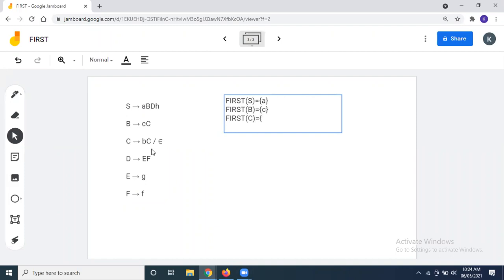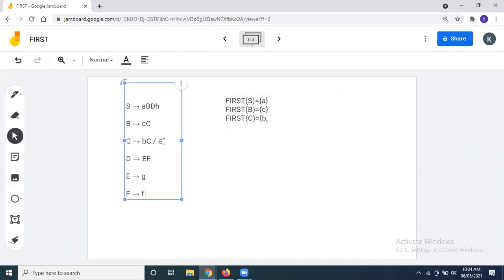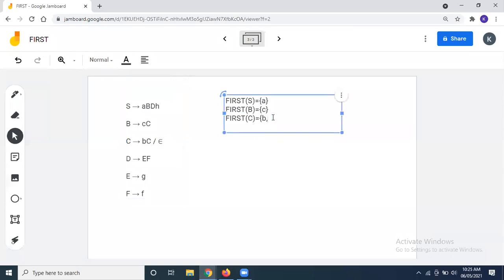It is terminal symbol B and epsilon also, ma'am. Yes, the B as well as what we have is epsilon. Very good, right? B as well as epsilon. Okay, B as well as what? Epsilon we have, right? Next, first of D.